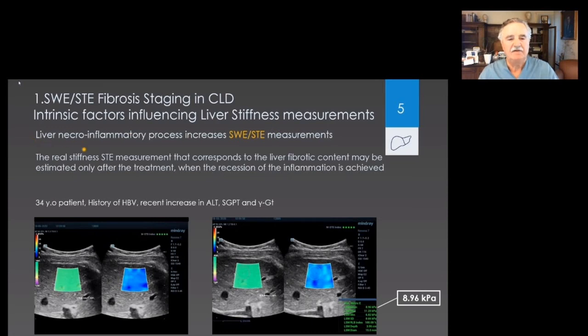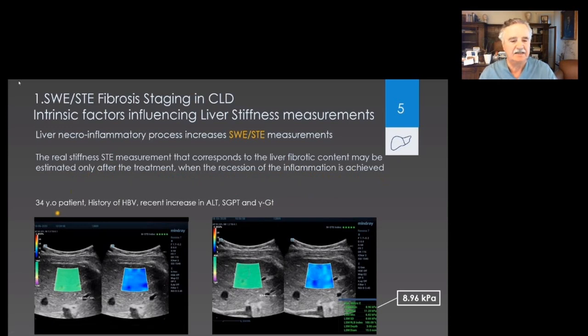Liver necroinflammatory process, a very common entity in the long run of chronic liver disease, increases shear wave elastography and sound touch elastography measurements. The real stiffness of STE measurements that corresponds to the real fibrotic content of the liver may be estimated only after the treatment and only after the recession of the inflammation is achieved.